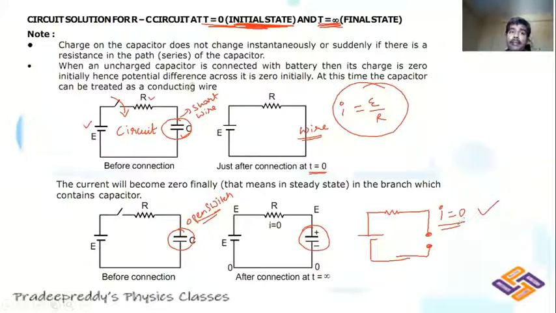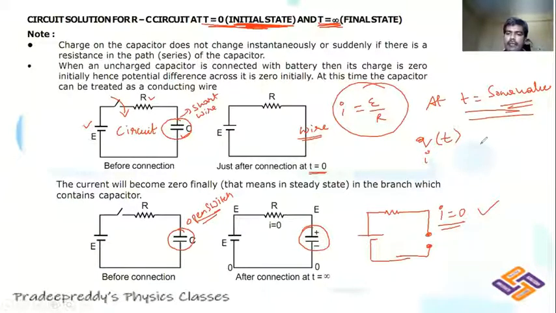In between, t equal to infinity and t equal to 0, that means at a time t equal to some value, you cannot replace the capacitor with a wire or with an open switch. Therefore, at any instant of time, we will be using the equations q of t and I of t. Whereas at time t equal to 0, you'll use this concept. At the final stage, you'll use this concept. At any instant of time, you will be using these equations to solve the problem.